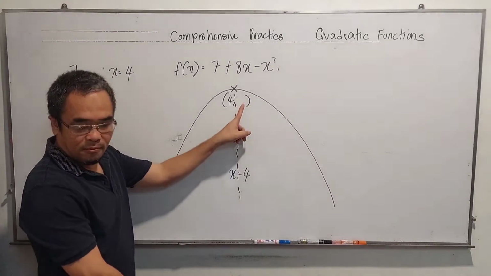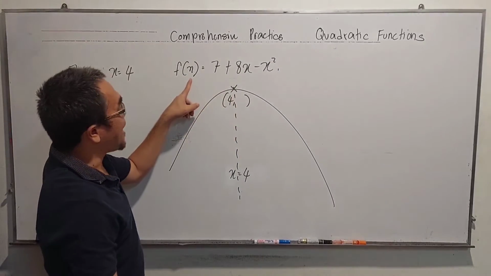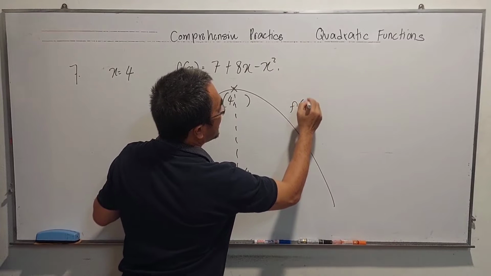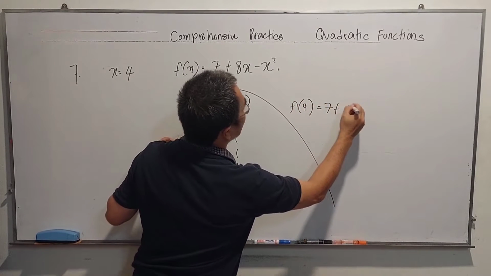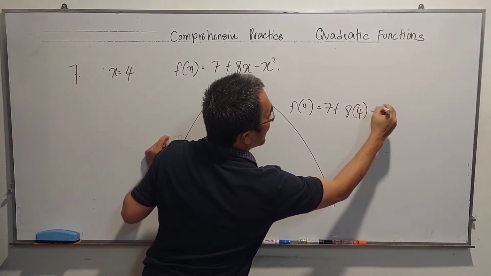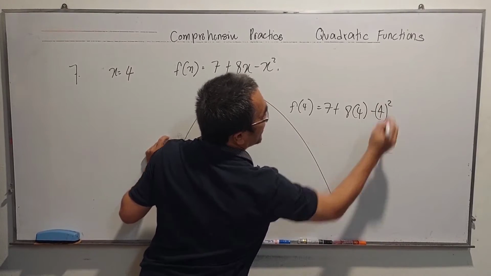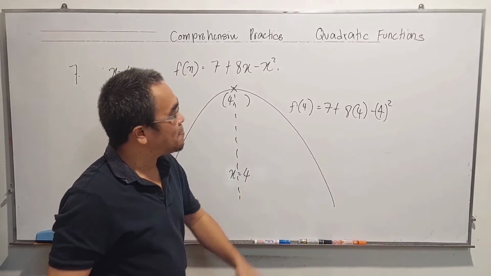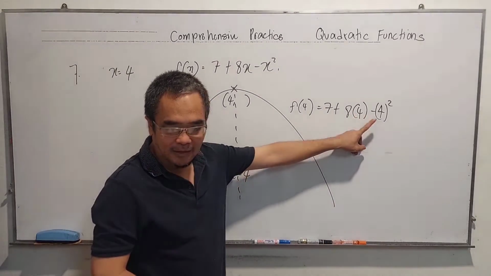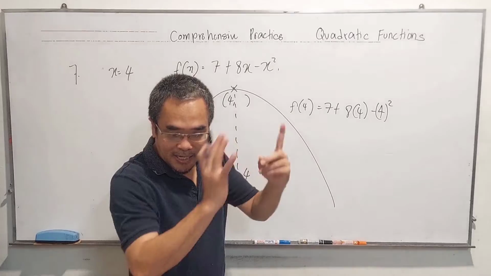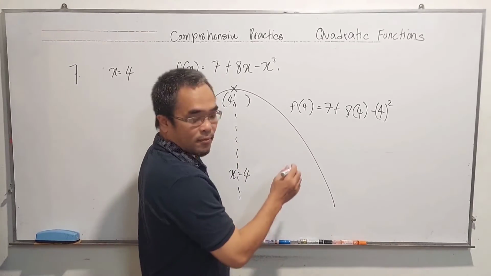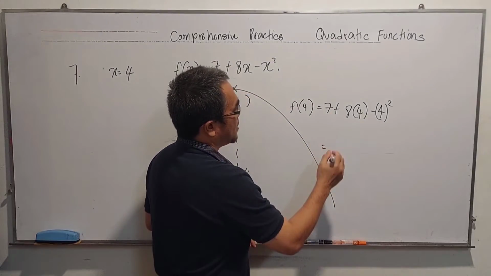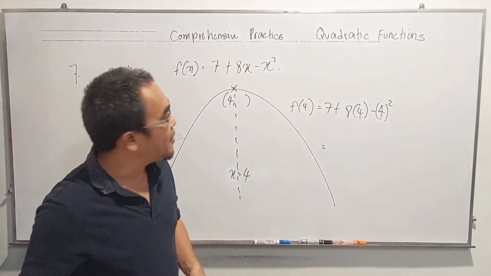So how do we get this? Just replace x as 4. So f(4) is 7 plus 8 times 4 minus 4 squared. It's better to put the value inside brackets, okay? Because sometimes the value of x is negative, and if you didn't write it properly, you might get it wrong. Okay, so what is the value?